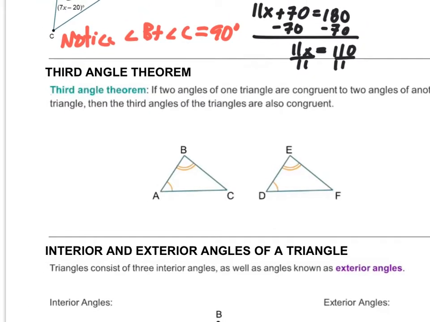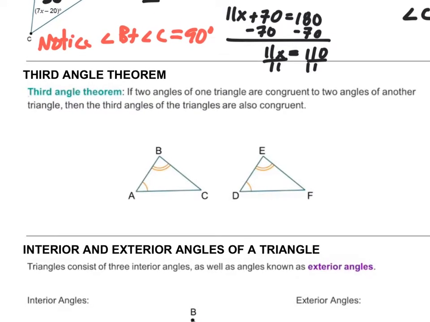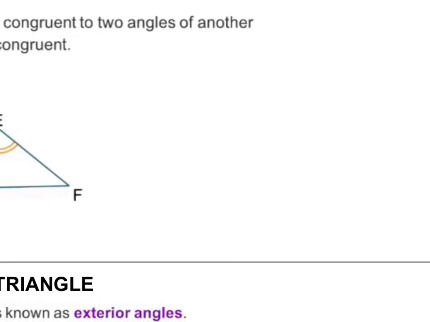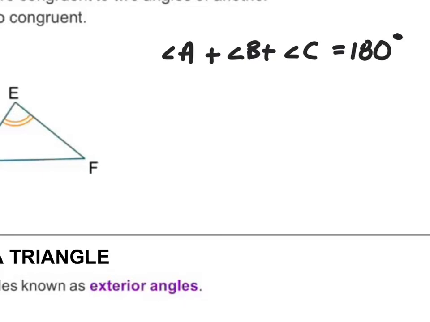All right, let's talk about something else. Let's talk about the third angles theorem. It says if two angles of one triangle are congruent to two angles of another triangle, then the third angles of the triangles are congruent. So let's prove that for a second. If I take angle A plus angle B plus angle C and add all those angles up, it's going to give me a total angle measure of 180 degrees.